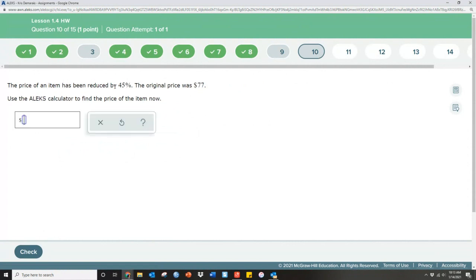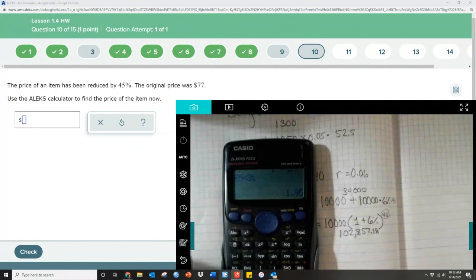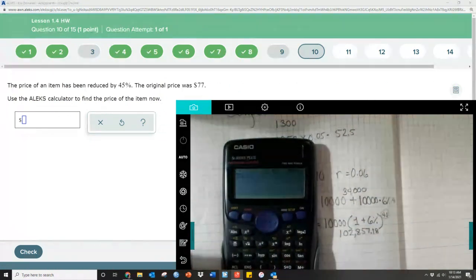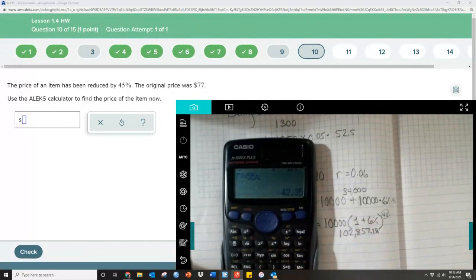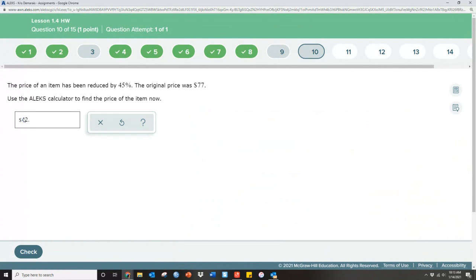All right, the price of the item has been reduced by 45%. The original price was $77. So this is how you do it, right? Whatever the percentage is, you take 100 minus the percentage. That's 55%. So you do 77 times the 55%, and then you get your answer. That's how easy it is. All right, so 42.35.